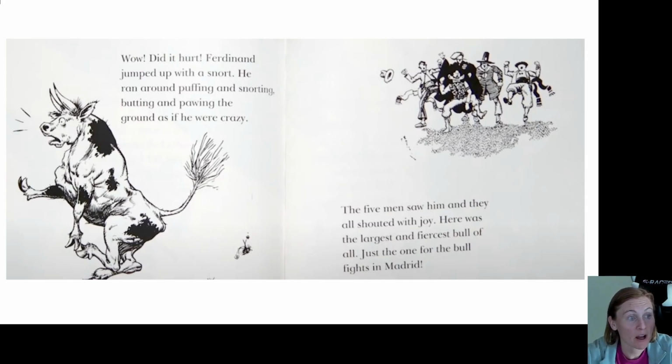He ran around, puffing and snorting, butting and pawing the ground as if he were crazy. The 5 men saw him, and they all shouted with joy. Here was the largest and fiercest bull of all, just the one for the bullfights in Madrid. So they think that Ferdinand is an angry bull, but really, he just got stung by a bee, right?